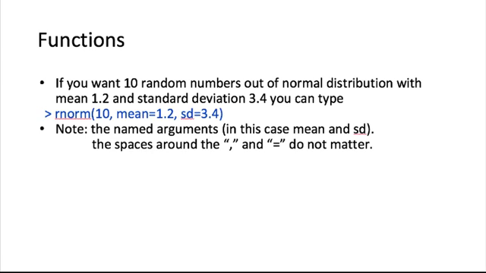We can see this in the example of rnorm. We want to generate 10 random variables, but we want those to have a mean of 1.2 and a standard deviation of 3.4. So the argument 10 is required because we have to tell R how many values have to be generated, but the 1.2, the mean, and the standard deviation are known as optional arguments.